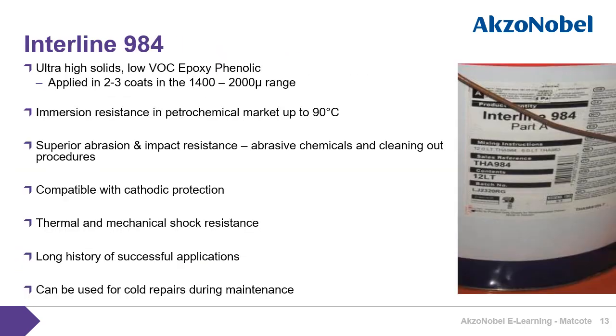The coating product or resin at the core of the Matcote system is Interline 984. Interline 984 is an ultra high solids, low VOC epoxy phenolic, typically applied in 2 to 3 coats in the 1400 to 2000 micron range. It's got immersion resistance to a number of petrochemicals up to 90 degrees C and has superior abrasion and impact resistance. It's also compatible with cathodic protection, has good thermal and mechanical shock resistance, and has a long history of successful applications in storage tanks.